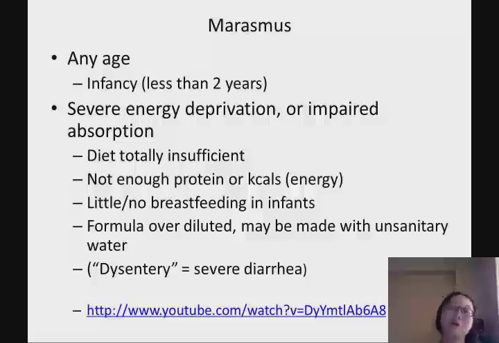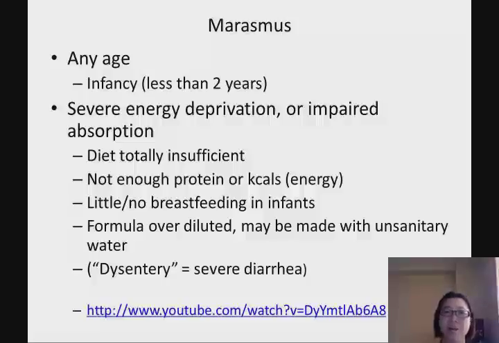It can also happen in infancy, less than 2 years old. Sometimes one of the reasons we have these marasmus kids is that they have severe energy deprivation or impaired absorption. If you don't treat their impaired absorption problem, they are not going to absorb the nutrients, so they may have severe energy deprivation. Their diet is totally insufficient. They are not getting enough protein or calorie intake.